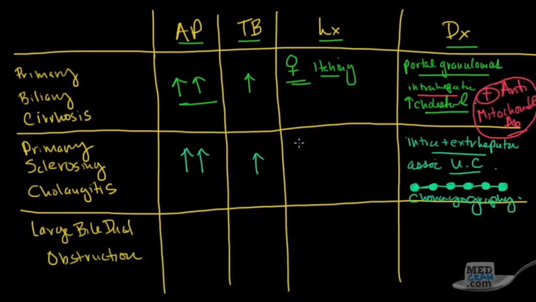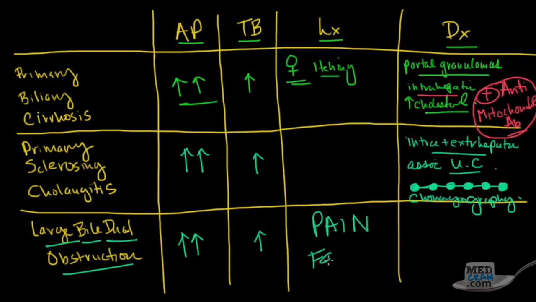What about large bile duct obstruction? Again, because alk phos is an inducible enzyme, you'll see that. You also see increased T-bili. Here, however, because you actually have a large bile duct obstruction, this is going to look like gallbladder disease or cholecystitis. You're going to get pain. You're going to get fever. These types of things.